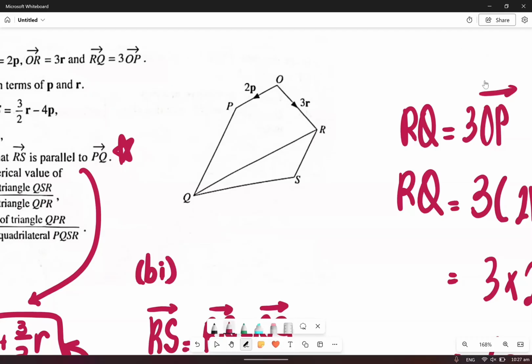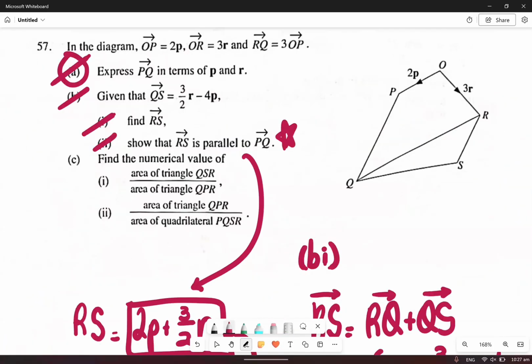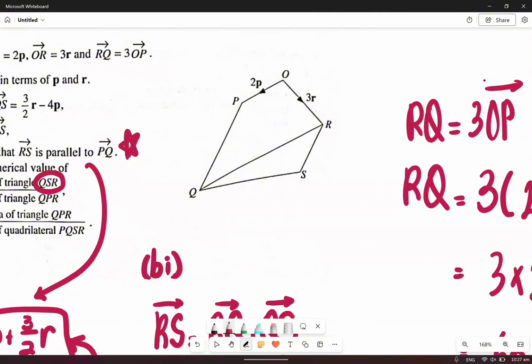So from here itself, the question asks us to find the area of QSR. Let's note down QSR first. QSR is this part, and this part. Can you all see it? All right, one more time. Let me just outline QSR. I want you to do the same thing, Ken. All right, so this is QSR, true?